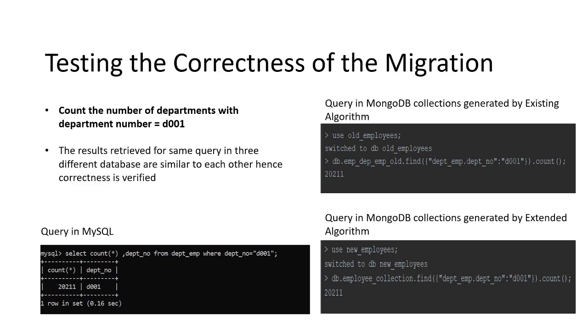To test the correctness of the migration, we just used a few queries and checked whether they all return the same results. We found the number of departments with department number D001 on the MySQL database. It returned 20,211 records. The same query was given on the MongoDB collection, which was created by the existing algorithm. We got the same number of records, and we got the same number of records when we queried the MongoDB collection, which was generated using the second algorithm.